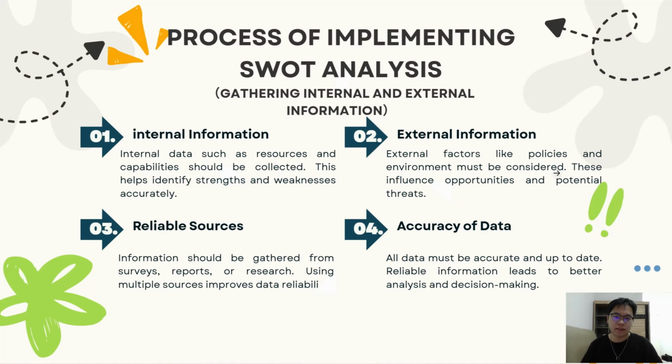Okay. Next, I will explain the second step of the process of implementing SWOT analysis, which is getting the internal and external information. Before doing a SWOT analysis, we need to collect current and reliable information. Internal information usually includes things like resources, skills, experience, and capabilities. Those help us identify the strengths and the weaknesses.